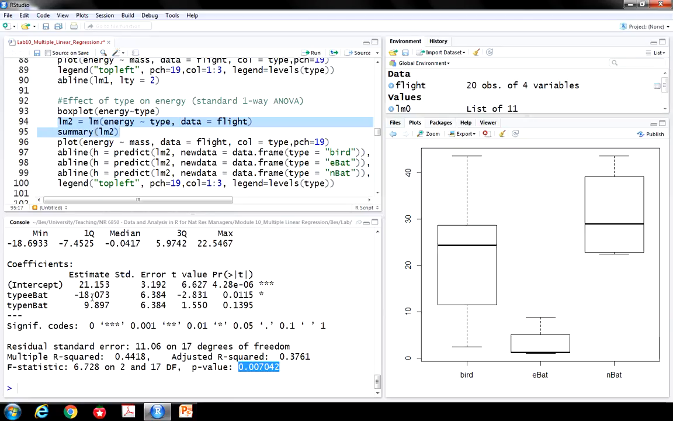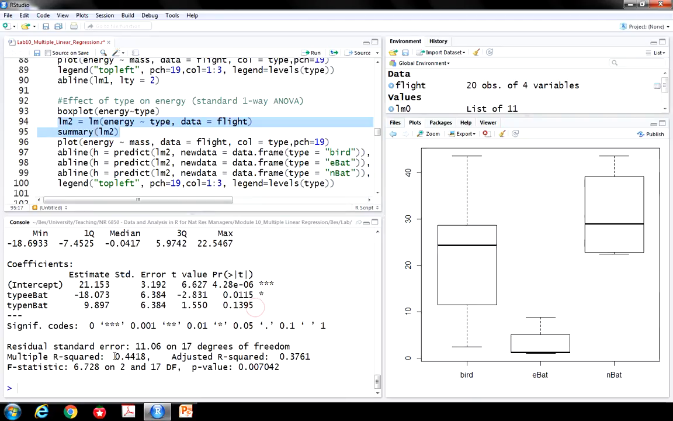So I can see that the overall model is highly statistically significant. I see here that my reference group, which is birds, has a mean of 21.15. EBATs have a mean that is 18 units lower than birds, and that's statistically significant. So the difference between these two groups is statistically significant. And NBATs, non-echolocating bats, have a mean that is 9.8 units higher than birds, but it's not statistically significant.